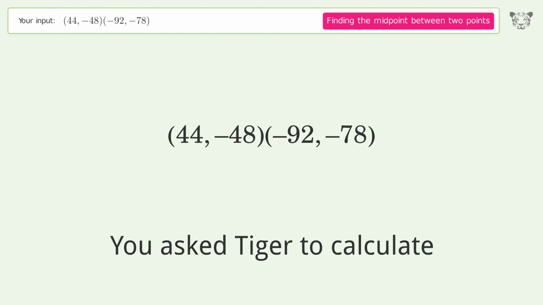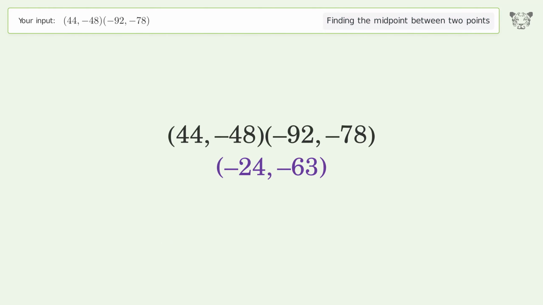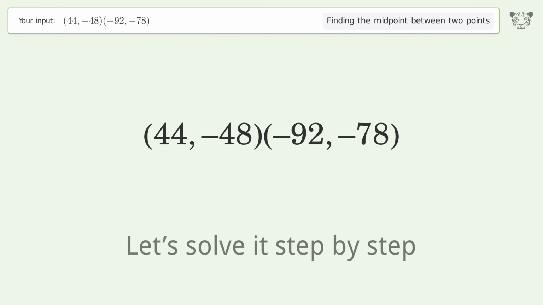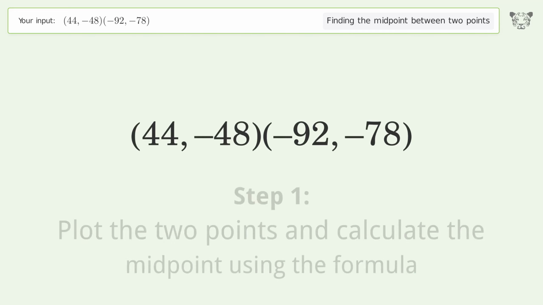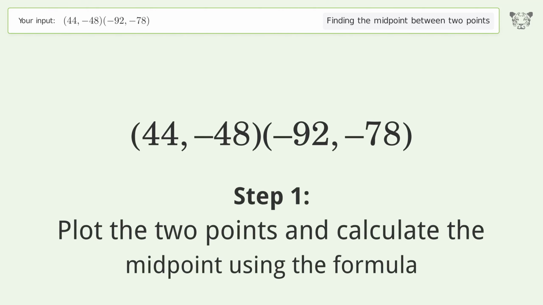You ask Tiger to calculate. This deals with finding the midpoint between 2 points. The midpoint between the 2 points is -24, -63. Let's solve it step by step. Plot the 2 points and calculate the midpoint using the formula.